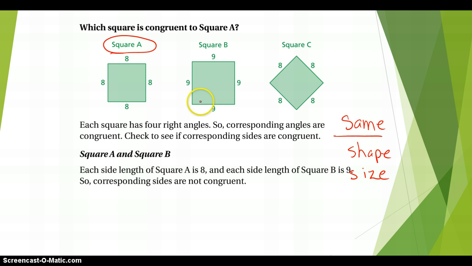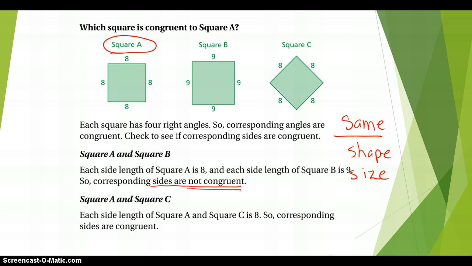Let's look at square A and B. Each side length of square A is 8, and each side length of square B is 9. So our sides are not congruent, so it can't be A and B. Let's look at square A and C. Each side length in square A and square C is 8. So our corresponding sides are congruent.